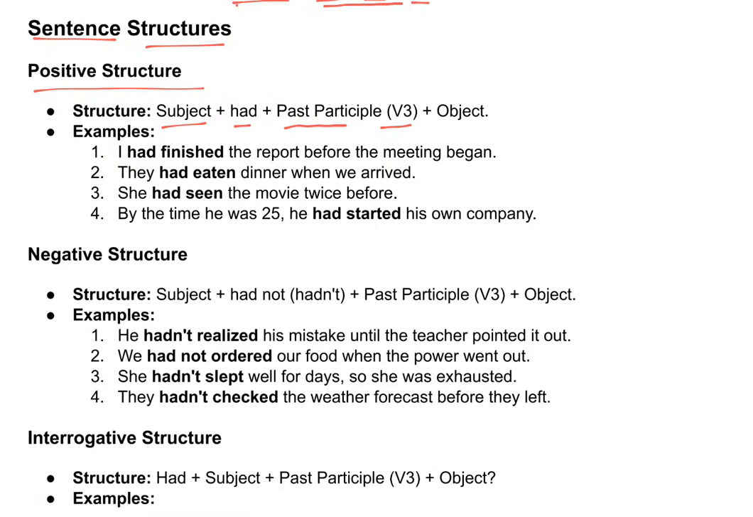So let's start discussing examples. First example: I had finished the report before the meeting began. Use first had, then finished, the verb's third form. They had eaten dinner when we arrived. She had seen the movie twice before. You always notice we use the verb's third form and also had. Basically, had is used in singular.